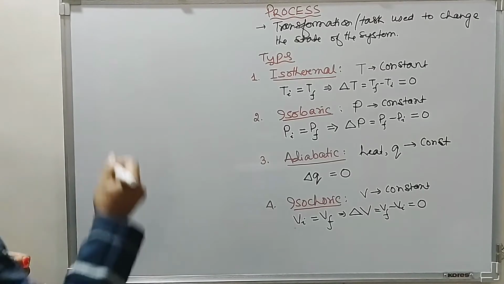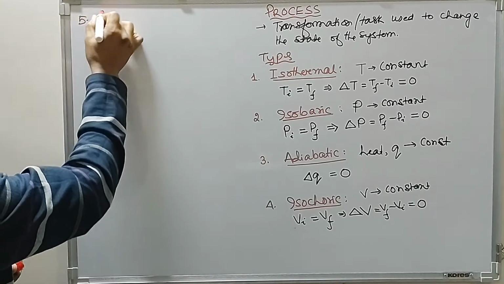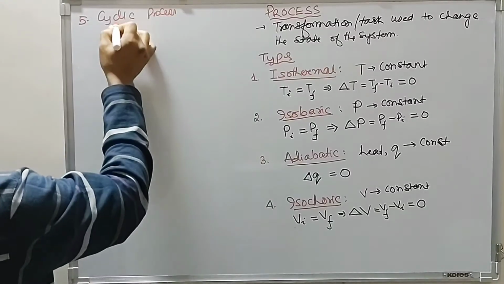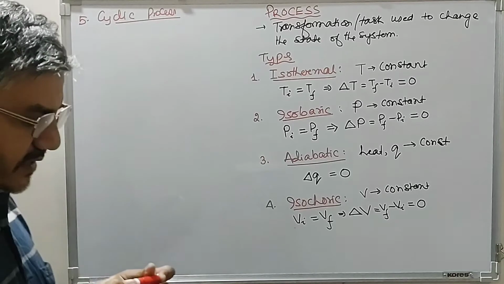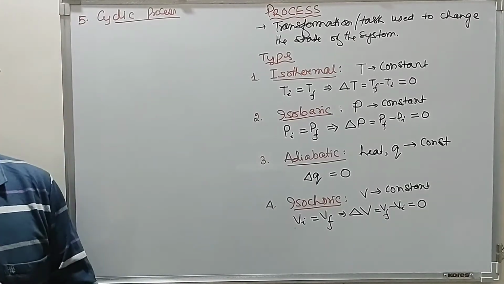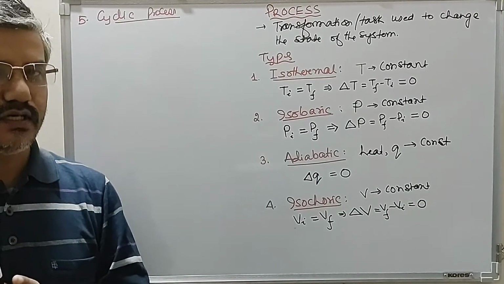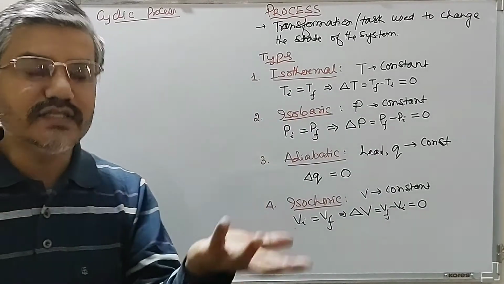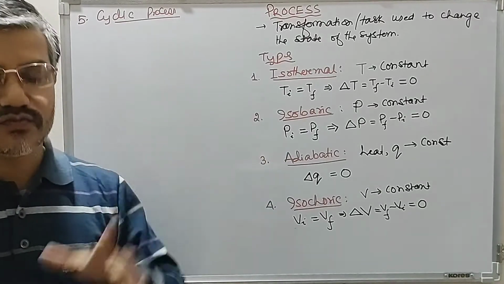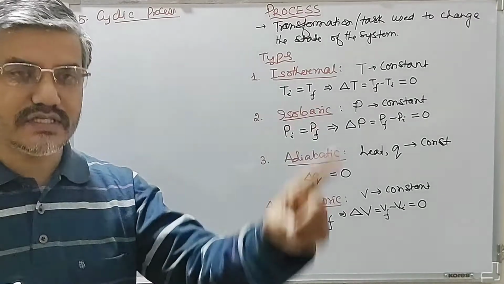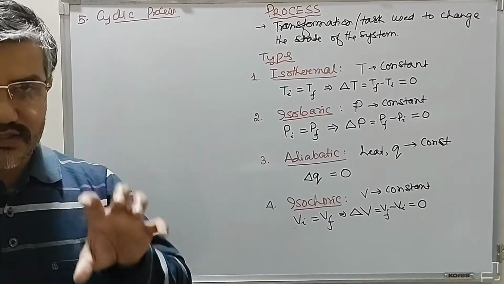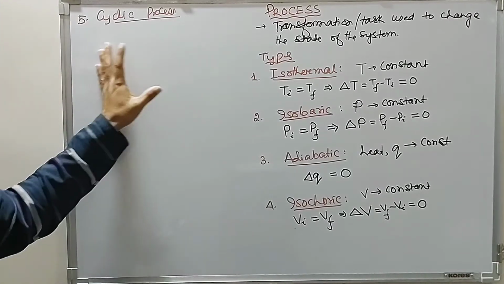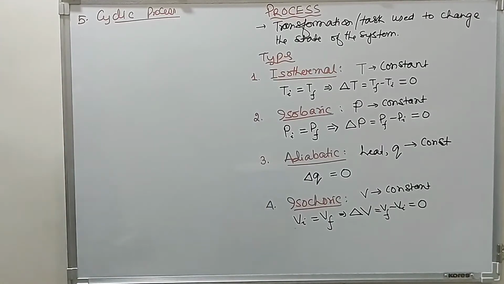Then we have the cyclic process. Cyclic process means a process in which, after a number of transformations, the system comes back to the initial state. Though there is a transformation, after a series of operations, the system comes back to the initial state. That is what we call as cyclic process.